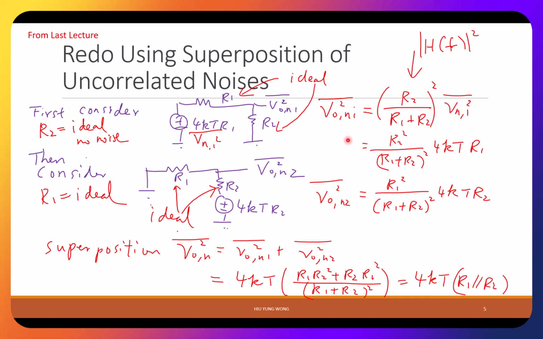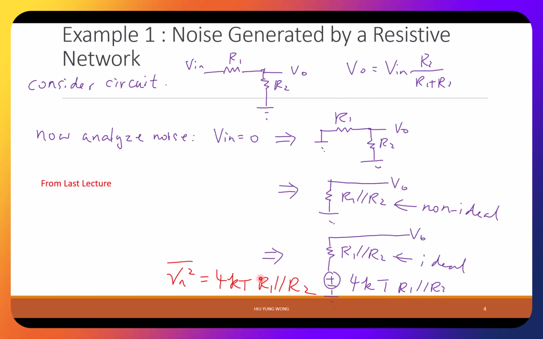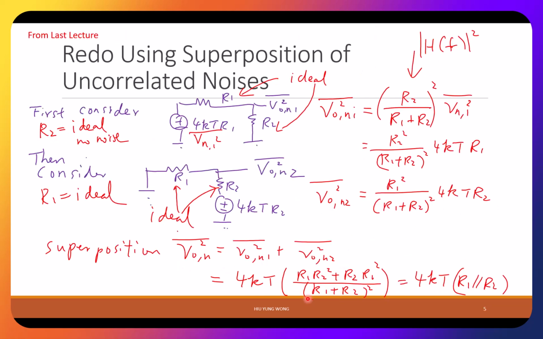So you add these two together. 4kT, 4kT, they share, so we take it out, right? Then I have R1 R2 squared, R2 R1 squared, divided by R1 plus R2 squared. You go through the math, and you get that this is 4kT times R1 parallel R2. It is exactly the same as this one, right? Good. So now we know how to calculate the noise.